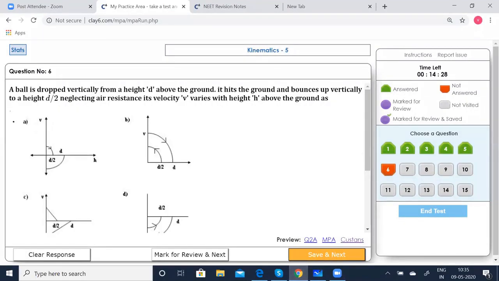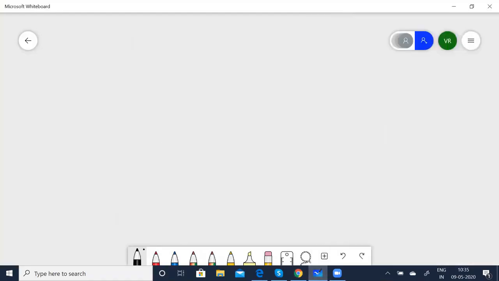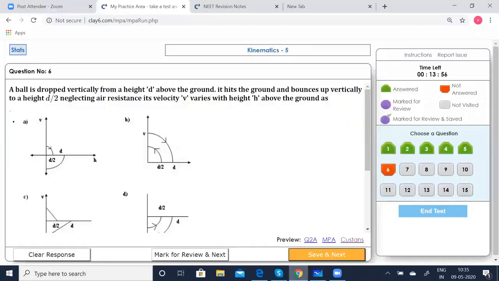Okay. A ball is dropped vertically from a height d above the ground. It hits the ground and bounces up vertically to a height d by 2, neglecting the air resistance. Its velocity v varies with height h above the ground as? Okay. This is quite simple. Now you can see that the graph between h and v will be a parabola. Look into the graphs clearly now.